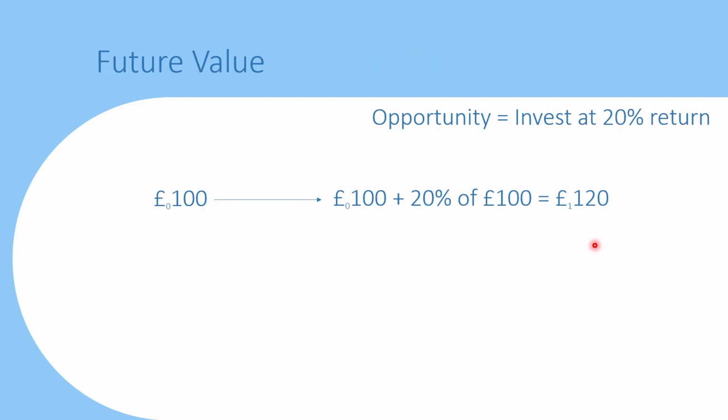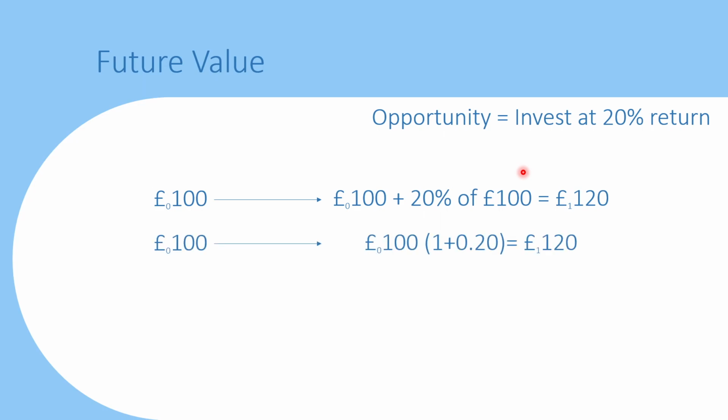So how exactly did we calculate this? Let's see if we can formalize it, standardize it a bit. So let's say now that our opportunity is to invest at a 20% rate of return. Well, what we did was we started off with 100, which was our initial value, right? And then we added 20% of that 100 to get to 120.